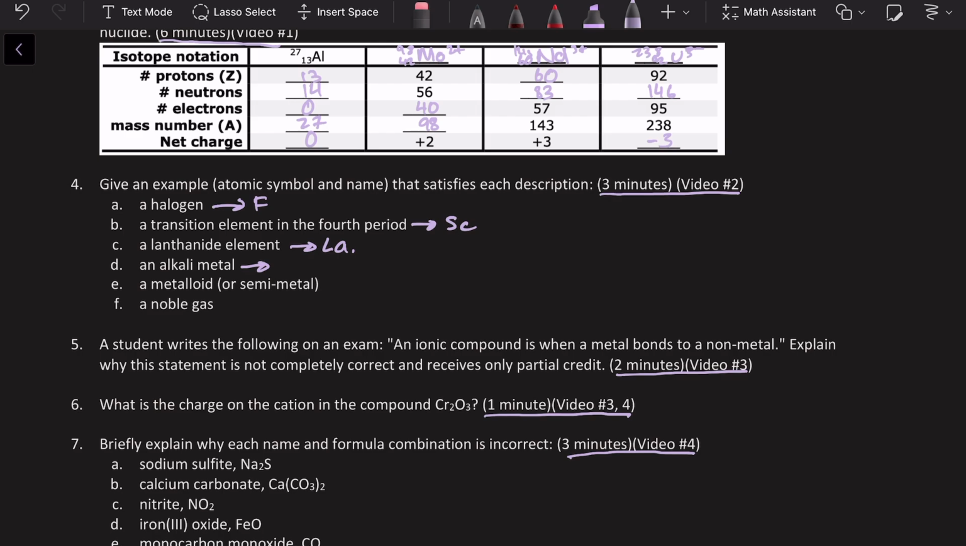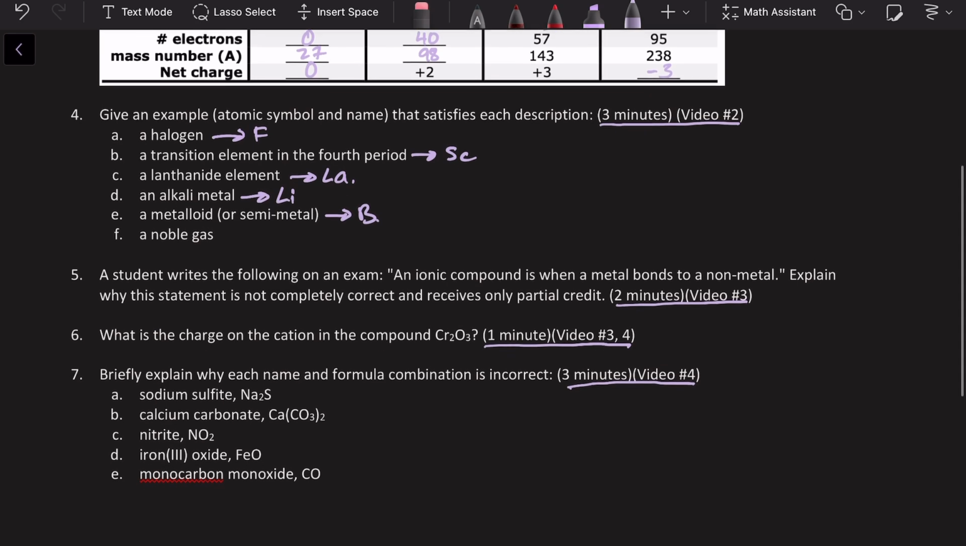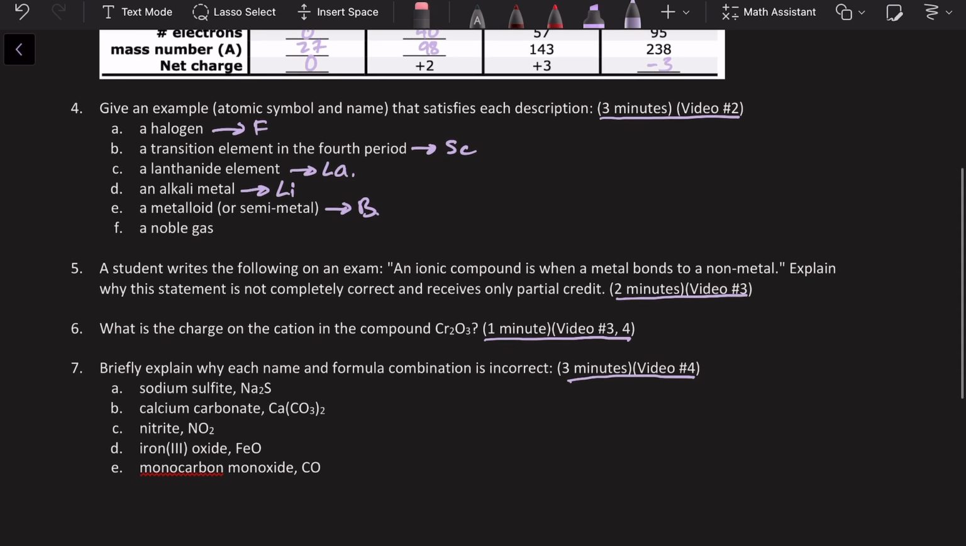An alkali metal, Li, Na, K, Rb, Cs, or Fr. A metalloid or semimetal, B, Si, Ge, As, Sb, Te, or At. And finally, a noble gas, He, Ne, Ar, Kr, Xe, or Rn.